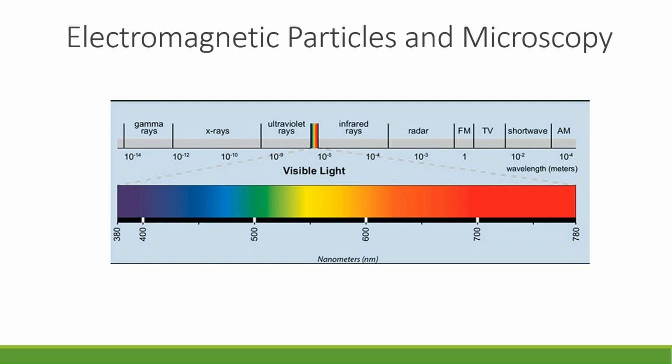Our maximum magnification using bright field light microscopes in most labs is going to be about 100x for the objective lens and 10x for the ocular lens, or about 1,000 times magnification. And that's going to resolve about 1 micrometer, about the size of a bacterium.